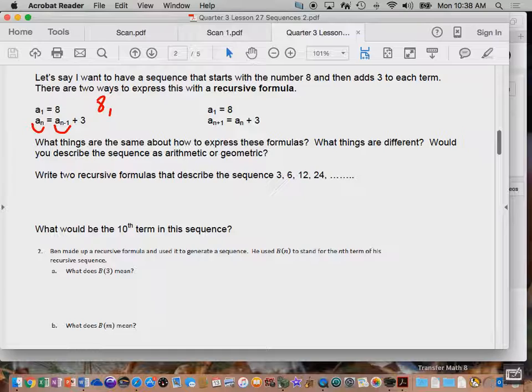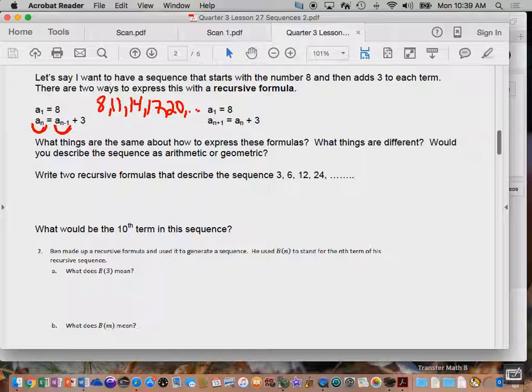Yes, it says a sub n is equal to a sub n minus 1 plus 3. But what it's really saying is the new term is equal to the term before it, the previous term, plus 3. So this is a guide, a path to generate the formula. First is 8, what do you do to get to the next one? You add 3. 11, next. 14, next. 17, 20, 23, and so on.